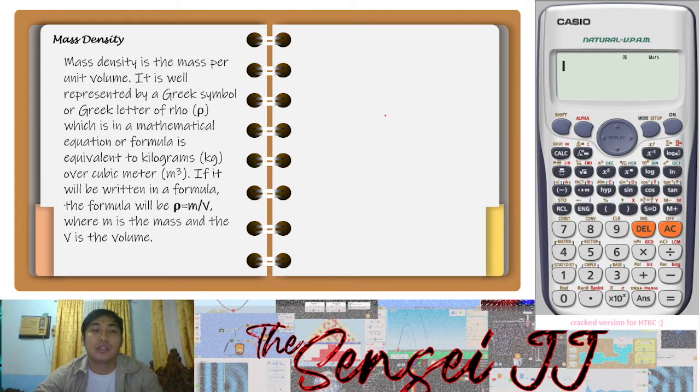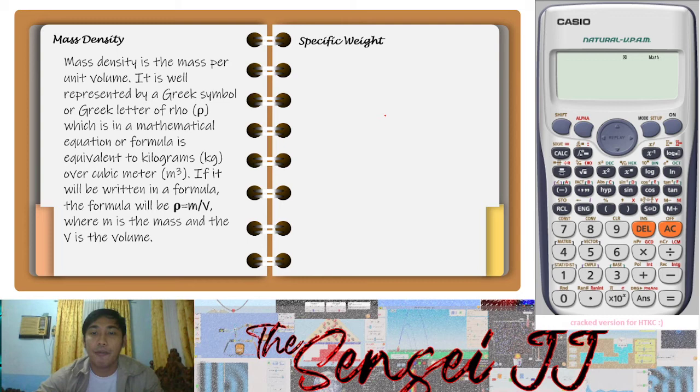It is represented by the Greek symbol rho, which we call the mass density, with units of kilograms per cubic meter. Written as a formula, rho, our mass density, is equivalent to mass over volume, where m is our mass and v is our volume. Mass over volume, mass density. So that is our mass density.